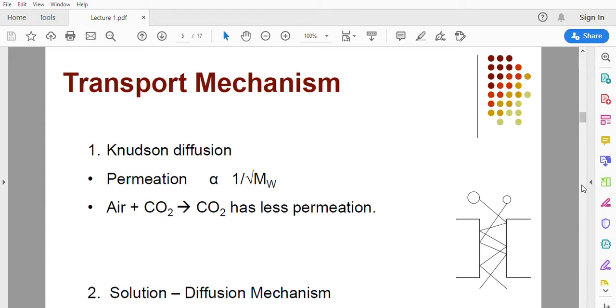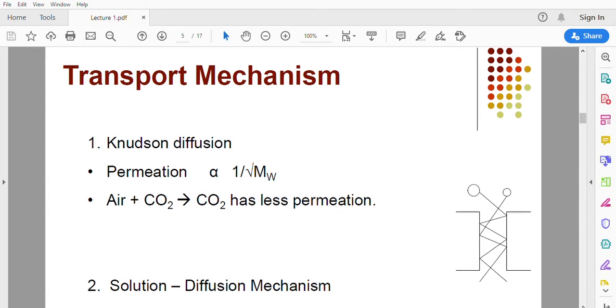Now we will discuss the transport mechanism of gas separation using the membrane process. The transport mechanism of membrane based gas separation can be explained by three different methods. First is Knudsen diffusion. So what is Knudsen diffusion? In Knudsen diffusion, the membranes are porous membranes. This is an example of a Knudsen membrane.